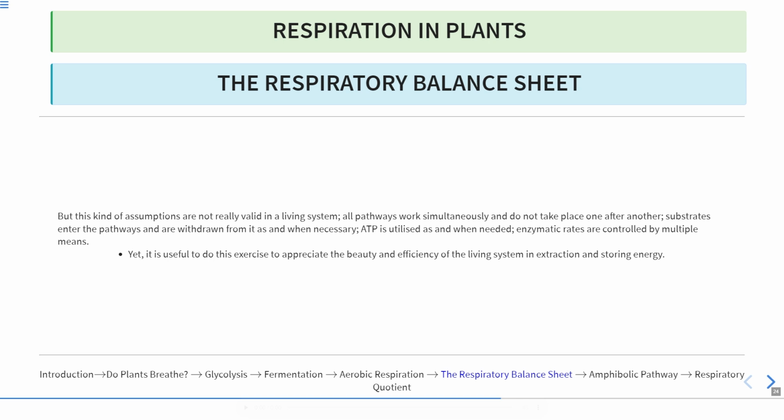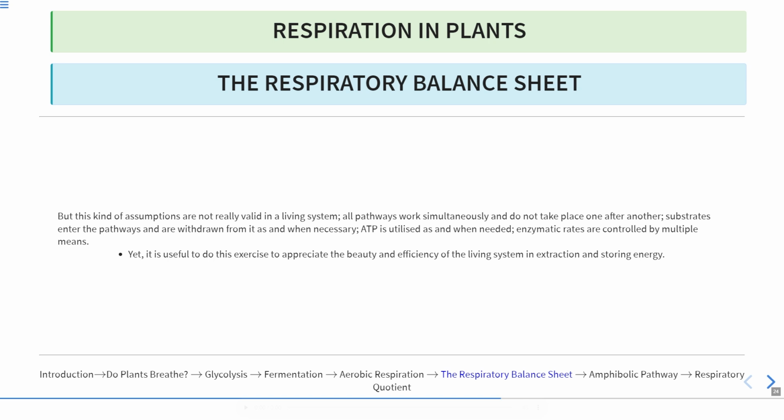Okay, so substrates enter the pathway and are withdrawn from it, and when necessary, ATP is utilized as and when needed. So enzymatic rates are controlled by multiple means. There are so many reactions that are coupled with one of the reactions. This is part of the anaerobic respiration. So it is not the same way which we have studied.